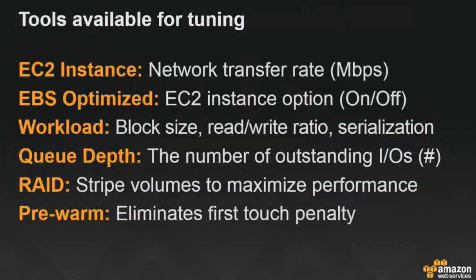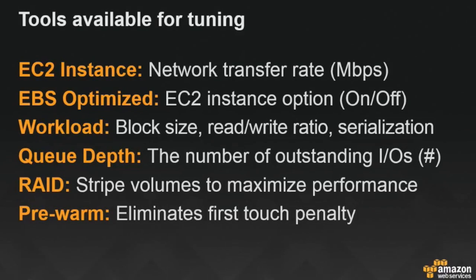And just to recap, the tools you have for tuning, or the things you can choose when you're trying to architect for performance. The EC2 instance, so the amount of network transfer speed it's going to have available to it. So obviously a very small instance can't drive a very large volume. EBS-optimized, so making sure that your EBS traffic has got a dedicated network path to the EBS service. Understanding your workloads, so making sure you understand whether it's read or write heavy or whether the block sizes are appropriate for what you've set up.